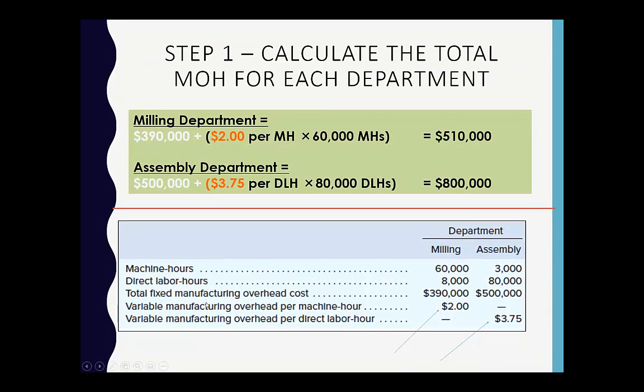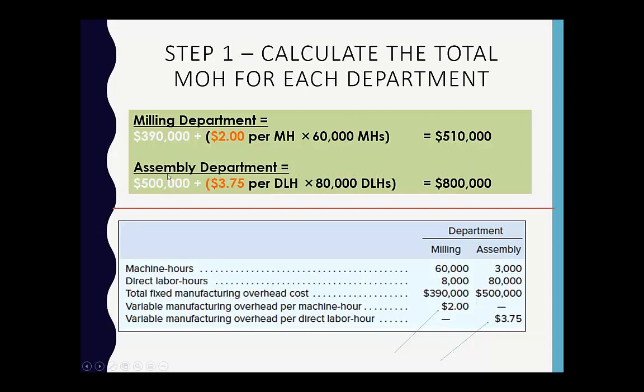So I copied the information down here for you so we wouldn't have to memorize this. The milling department has total fixed overhead of $390,000. So that's where I got that. Plus $2 an hour in variable costs. And because the milling department is based on machine hours, we take that $2 times 60,000 machine hours. There's my 60,000. And we come up with $510,000. So this is step one. I'm just getting the total overhead.